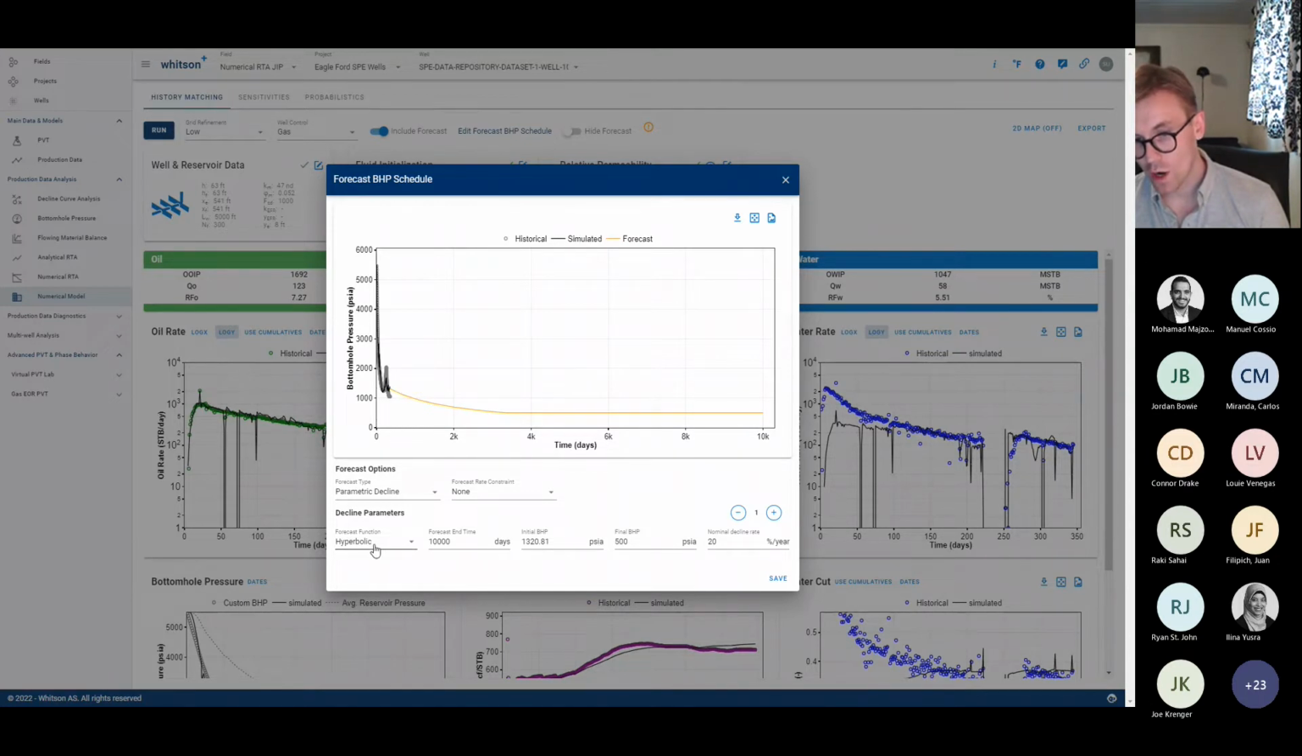And you can do this in terms of a hyperbolic function, or you can make it a linear one. So you can make it a pressure decline in terms of PSI per day. So that will make it like a linear decline. So if I make it 2, maybe that, so you see that's a linear pressure decline down to 500 in this case, if you would like to do that instead of having a hyperbolic type of function.